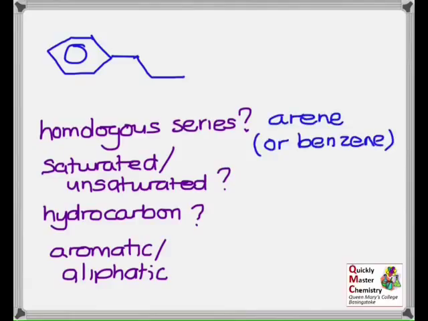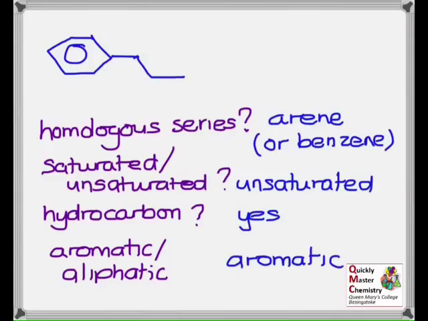So hopefully you spotted this belongs to the arene homologous series, or you could say benzene. It's got the benzene ring there, the hexagon with the circle in it. It's got a carbon chain attached on the side as well. That doesn't really change anything. With the benzene ring present, it's unsaturated. The bonds between carbons are not just single bonds. It is a hydrocarbon. There isn't any other elements apart from carbon and hydrogen present. Obviously, again, we can't see the hydrogen because it's been drawn in the skeletal view where you leave the hydrogens out. And this time it's aromatic because there is a benzene ring present in the structure.